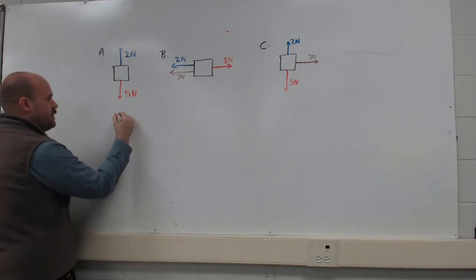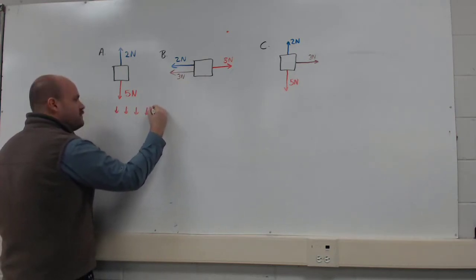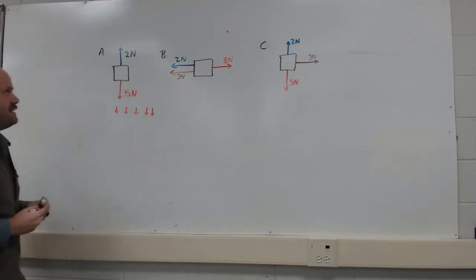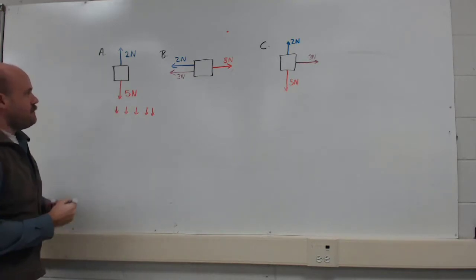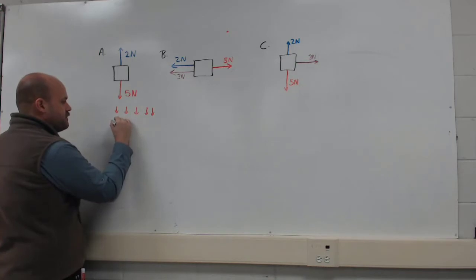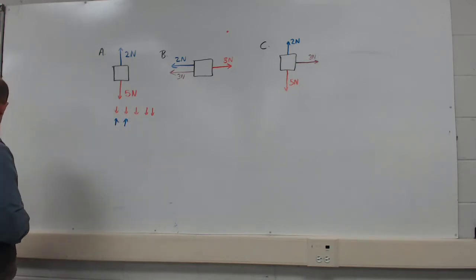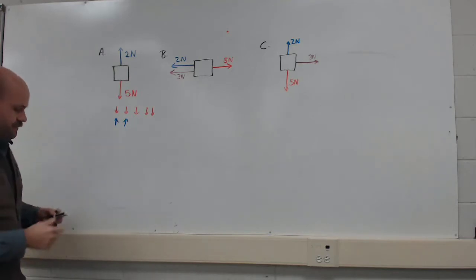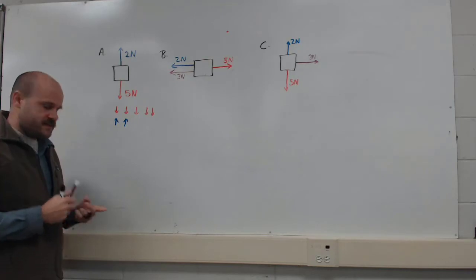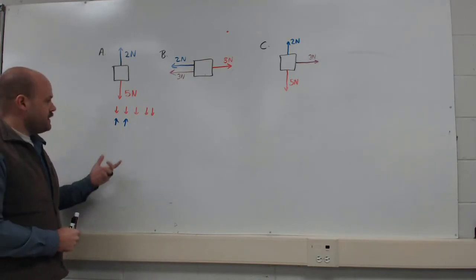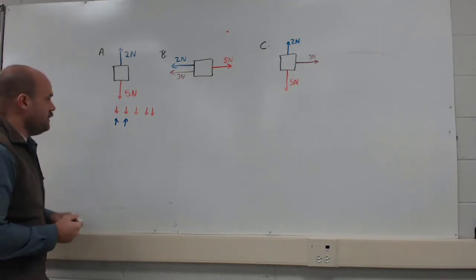So I'm going to draw 5 arrows representing the 5 newtons of downward force to show you how these cancel out. And I drew those in red so they would match the force that they are. I'm also going to draw 2 arrows of the blue force because there are 2 newtons of that force on that object. Now, we still have to think about, are these parallel? Are these opposite? Because only opposite arrows, opposite newtons, can cancel each other out.